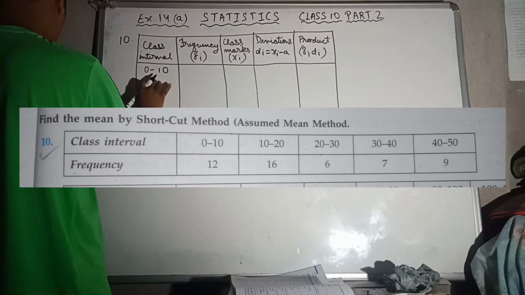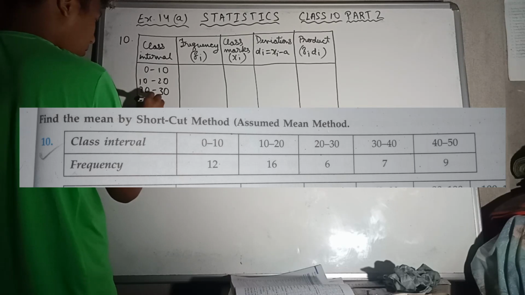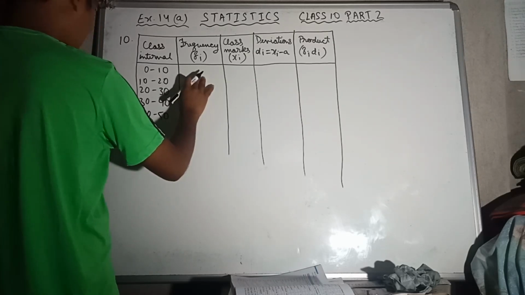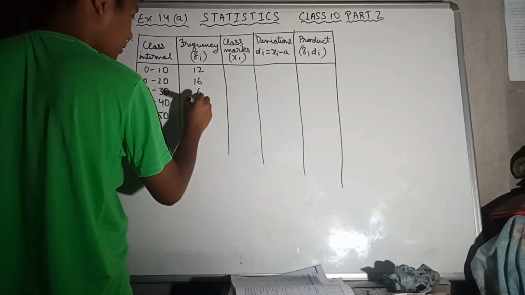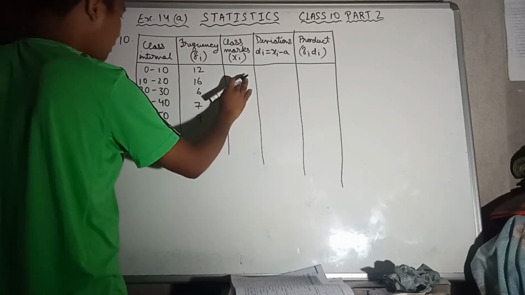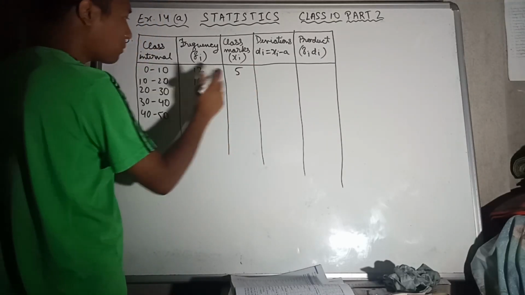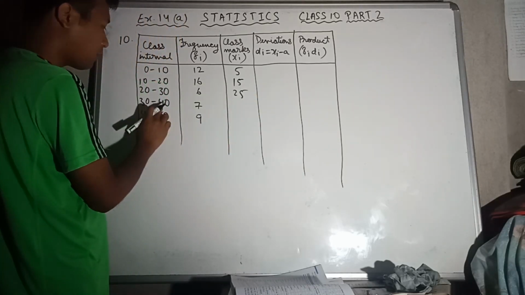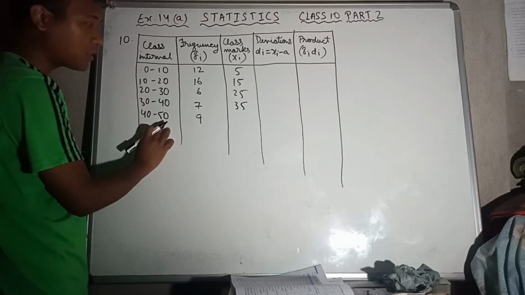The class intervals are 0 to 10, 10 to 20, 20 to 30, 30 to 40, 40 to 50. The frequencies are 12, 16, 6, 7, and 9. Then the class marks: 0 plus 10 is 10, 10 divided by 2 is 5. 10 plus 20 is 30, 30 divided by 2 is 15. 20 plus 30 is 50, 50 divided by 2 is 25. 30 plus 40 is 70, 70 divided by 2 is 35. 40 plus 50 is 90, 90 divided by 2 is 45.